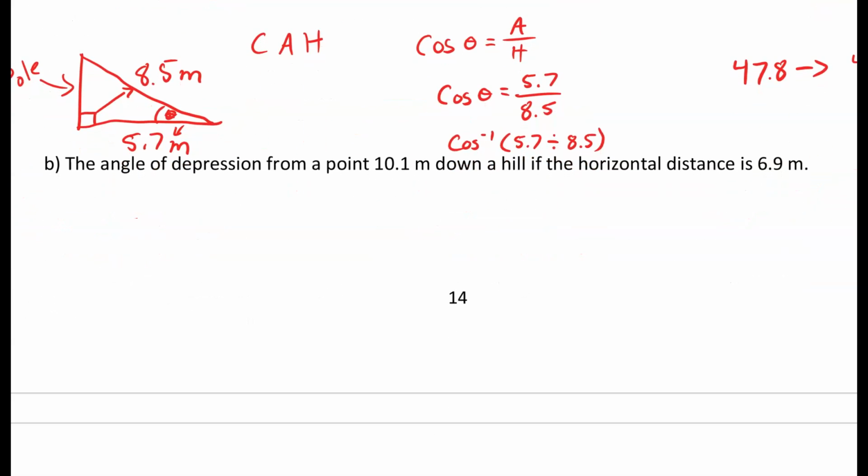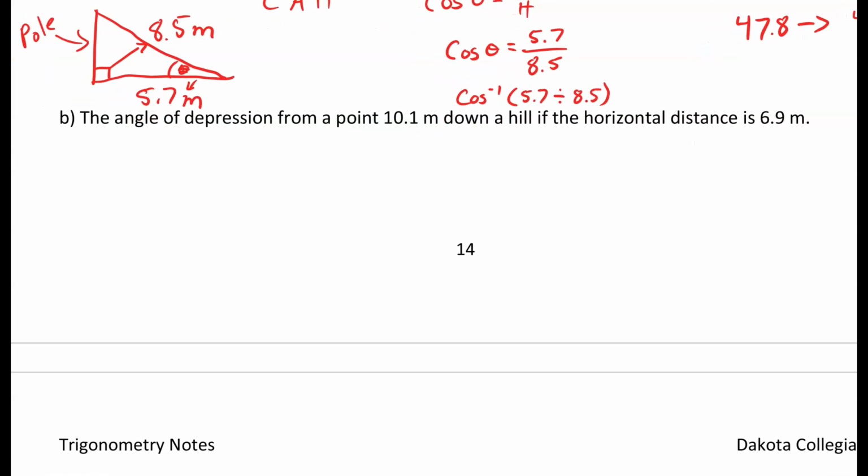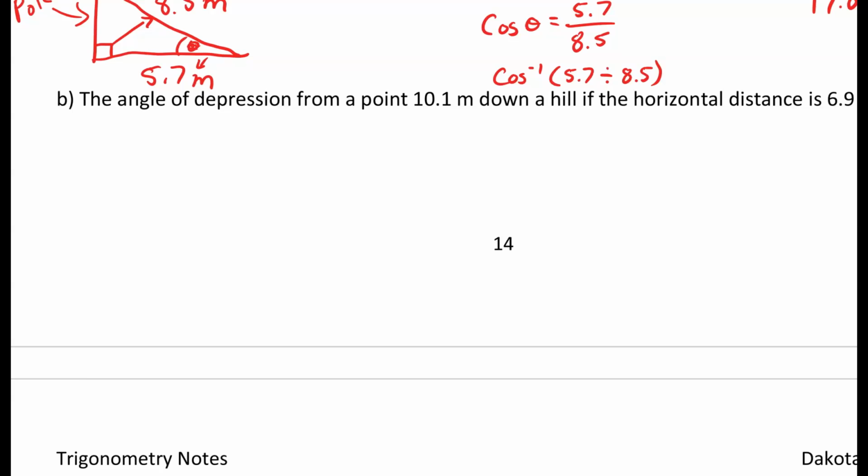For B, we're looking to calculate the angle of depression. It says that it's from a point that is 10.1 meters downhill, and we have a horizontal that is 6.9 meters. So we have our 10.1 downhill. We have a horizontal, so it's going left to right there, which is 6.9 meters. So we have 10.1 meters and 6.9 meters. We're looking for that angle of depression.